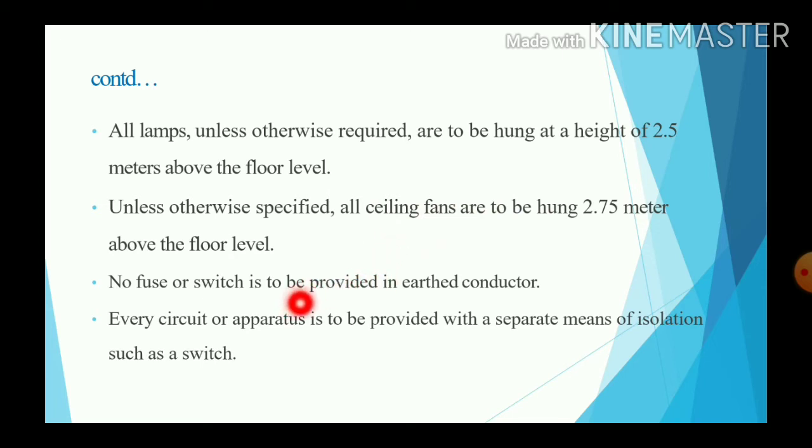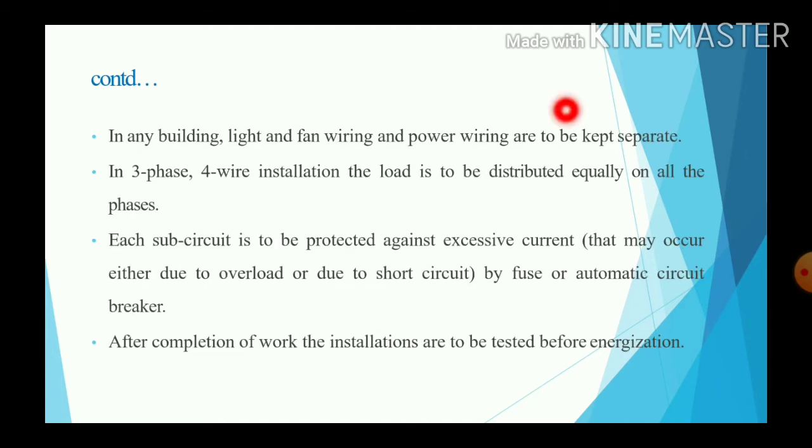No fuse or switch is to be provided in an earthed conductor. And every circuit or apparatus is to be provided with a separate means of isolation such as a switch. And next point is, in any building, light and fan wiring and power wiring are to be kept separate. And in a 3-phase 4-wire installation, the load is to be distributed equally on all the phases. Total load is calculated and equally shared in all the three phases.